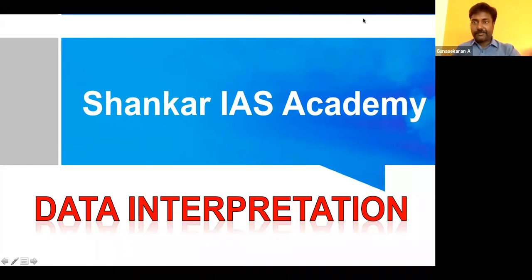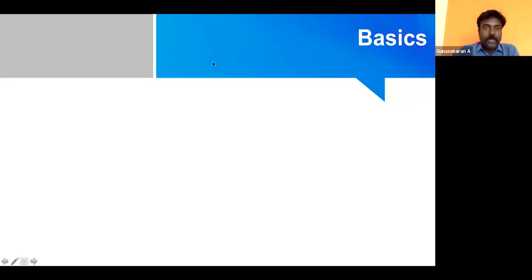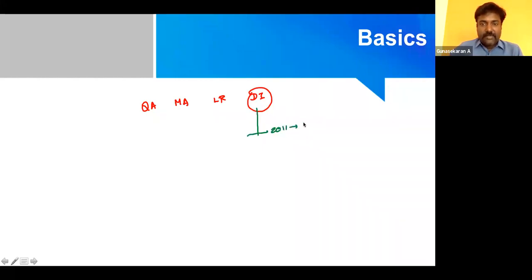So, data interpretation. See, in the CSAT syllabus, there is quantitative aptitude, mental ability, reading comprehension, logical reasoning, and like that, data interpretation is a separate heading. But in 2011, they asked one question.